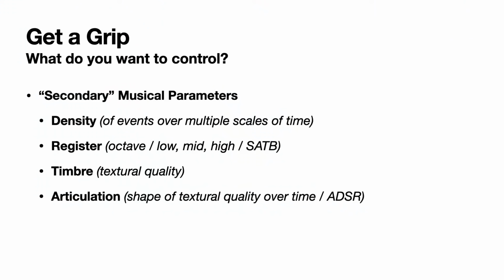There are secondary parameters that I tend to shape more when I play, and that is the density of events over time. You know, multiple scales of time. The density on the small, density over the larger piece of music, right? The register, the octave, the high, low, mid, like soprano, alto, tenor, bass, that kind of idea. I think of, let's say we have what's happening right now, right?